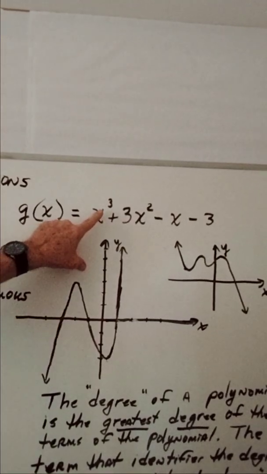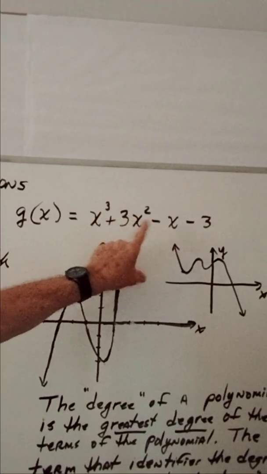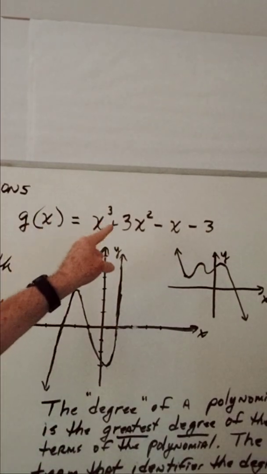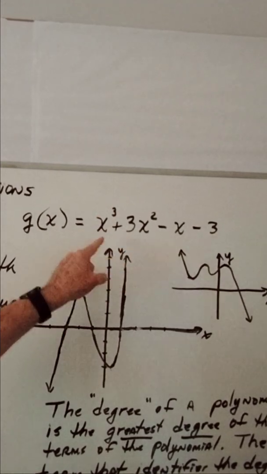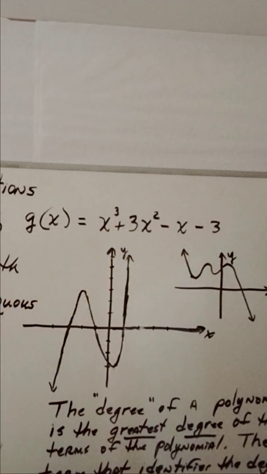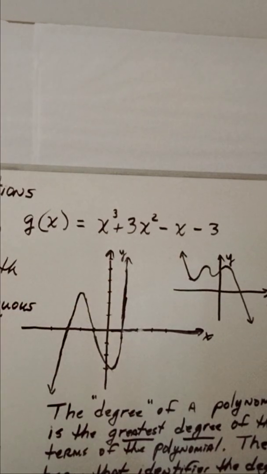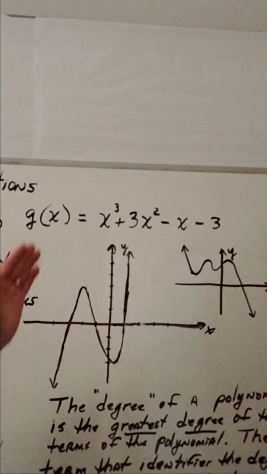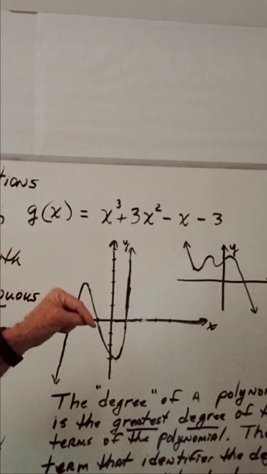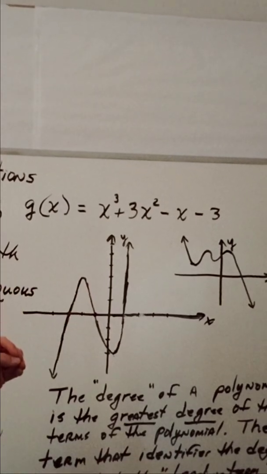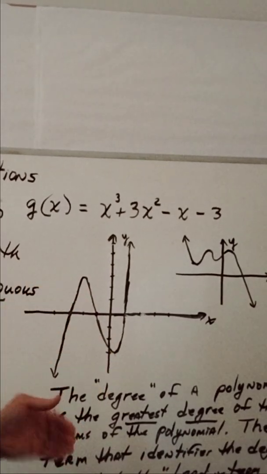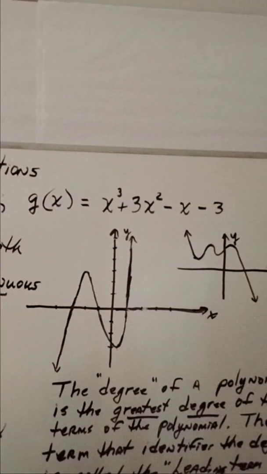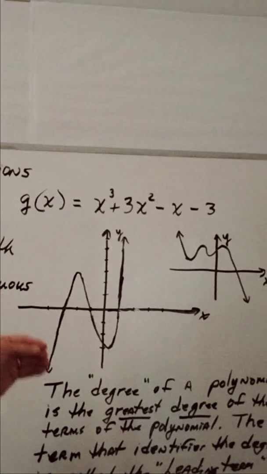So this is term number 1, term number 2, term number 3, and term number 4. So we're going to identify the degree of each one of these monomials that make up that polynomial. Now, from a previous video, the degree of a monomial is the sum of the exponents on the variables only. The degree of a monomial is the sum of the exponents on the variables only.